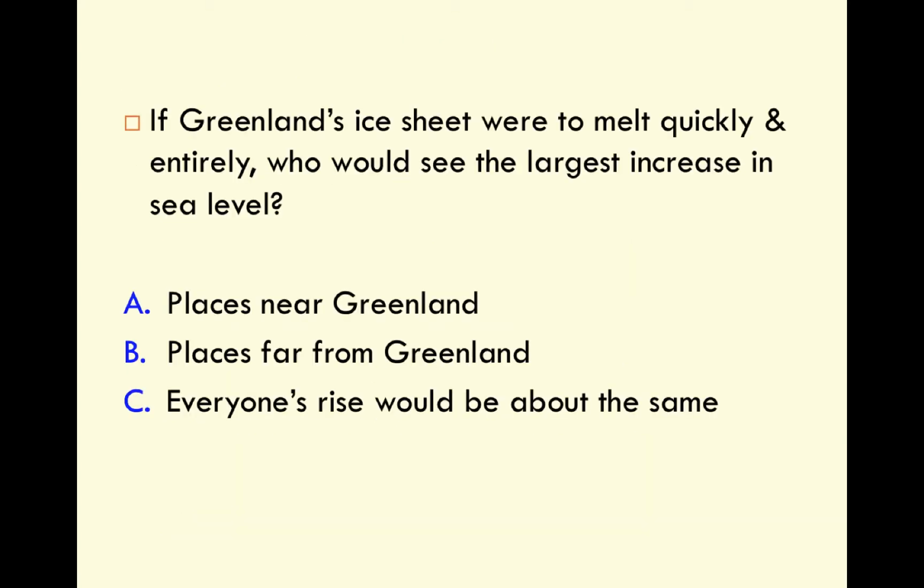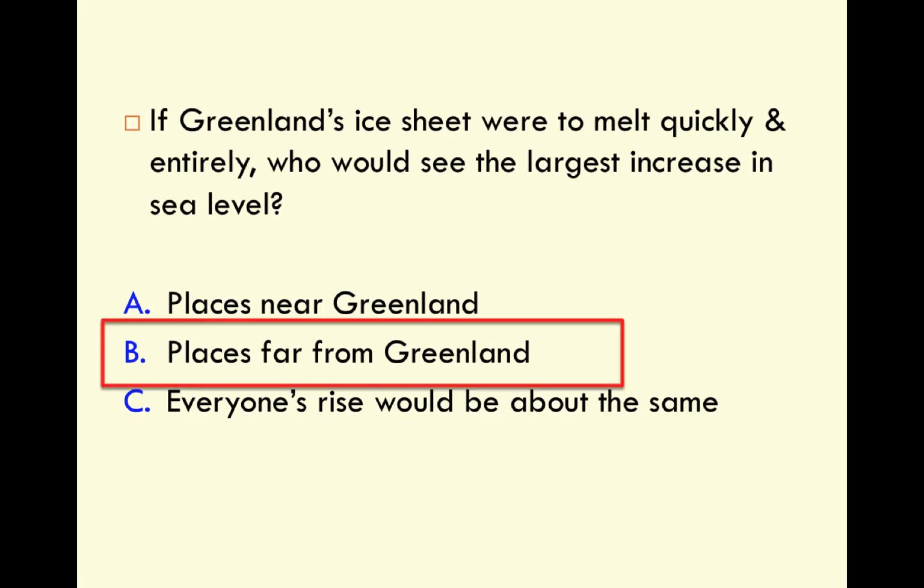If Greenland's ice sheet were to melt quickly and entirely, again, not likely to happen in the near future, who would see the largest increase in sea level? Would it be places near Greenland? Would it be places far from Greenland? Or would everybody's rise be about the same? The answer is actually places far from Greenland, and let me show you a quick video to show why.